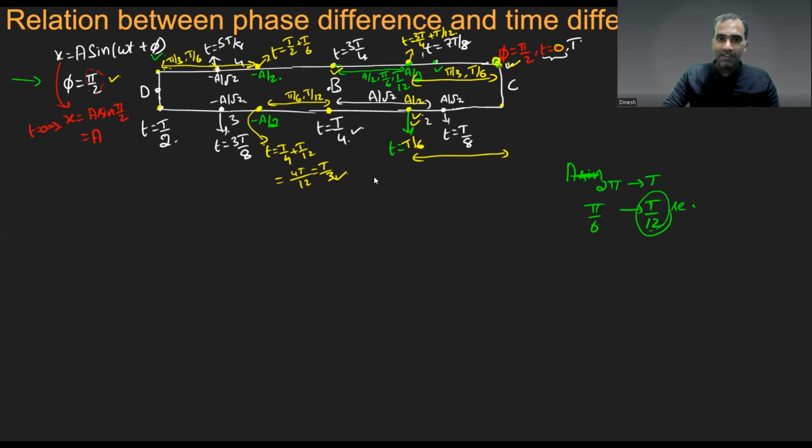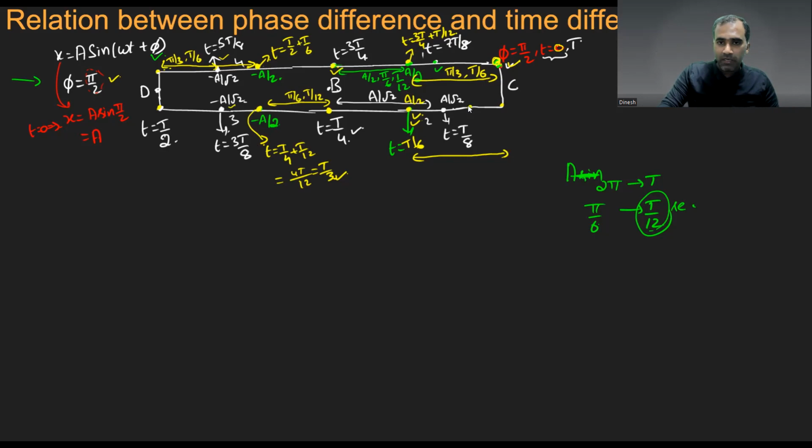If phase is 5 pi by 4, then the starting position is this point, A by root 2, somewhere here. If it is 7 pi by 4, it is somewhere here. Whatever is the initial phase or initial displacement, our measurement starts from that point. Similarly, can you figure out another point?